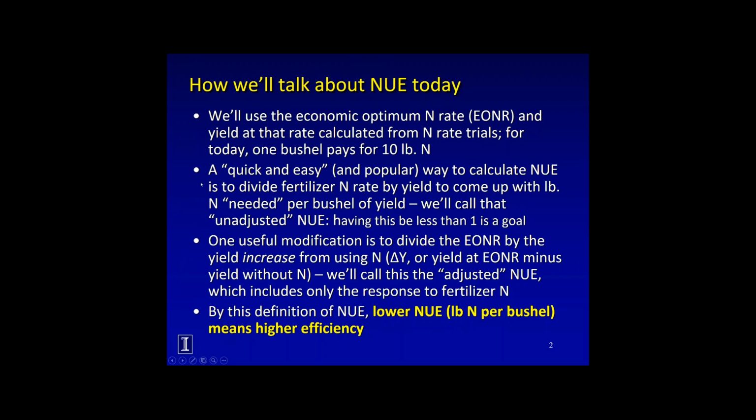So I've already mentioned this, but the quick and easy and popular way to calculate NUE is to divide fertilizer N rate by yield. And everybody knows that for every field they farm every year. So that one's an easy one.